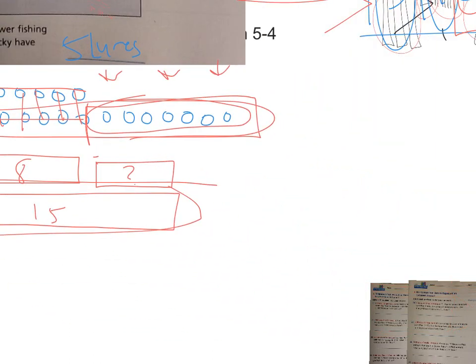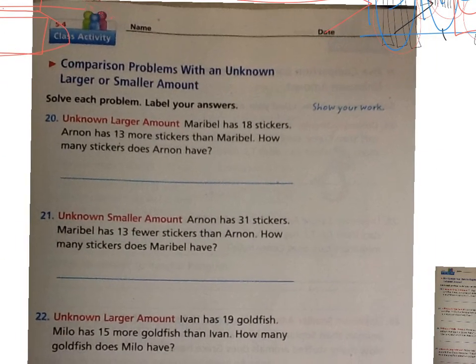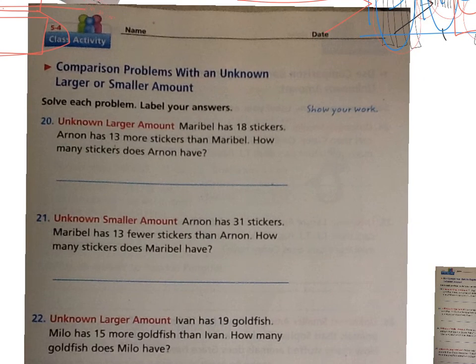Alright, so let's get this out of the way. Go to the very next page, and we're going to work with comparison problems with an unknown larger or smaller amount. So, Marielle has 18 stickers. Arnon has 13 more stickers than Marielle. How many stickers does Arnon have? Well, Math Mountain here tells you that one of them has 18, and then the other one has 13 more than that. So if you add 18 plus 13, you get 31 stickers, not marbles. I'm still stuck on marbles.